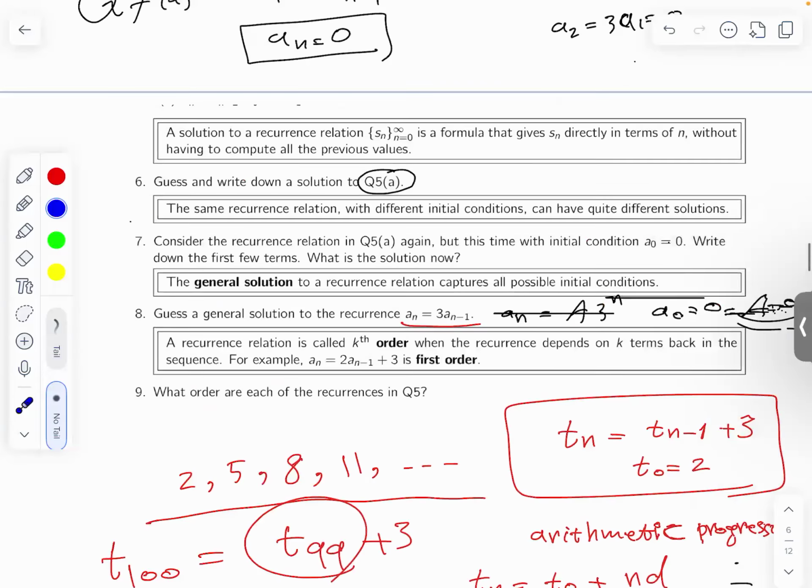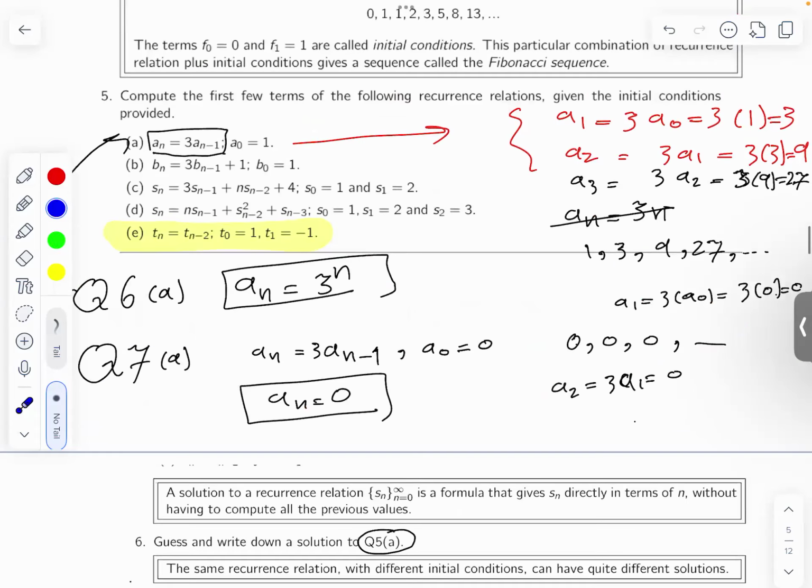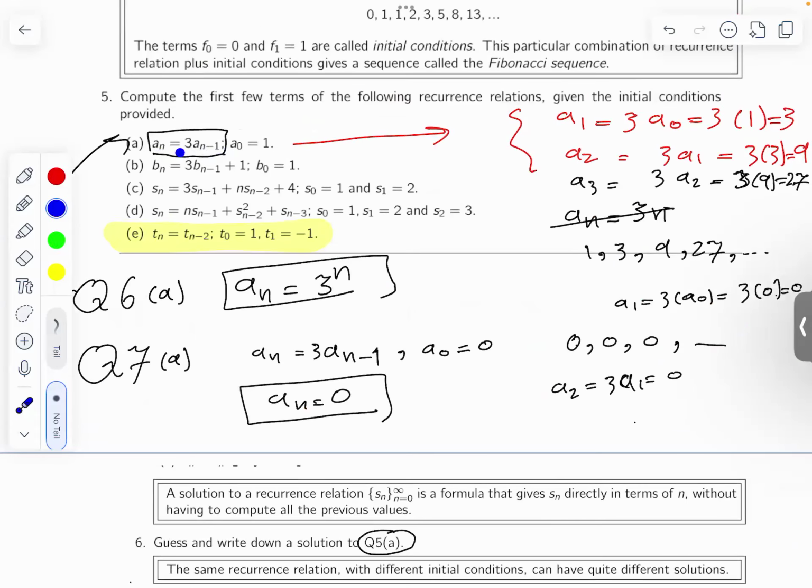Let's go back to question 5. Is it linear? Yes. Constant coefficient? Yes. Is it homogeneous? Yes, because there is no plus 5 plus n. It's just depending on a n minus 1. Is it linear? Yes. Is it homogeneous? No, plus 1. Is it linear? Yes, Sn minus 1, Sn minus 2. Is it constant coefficient? No, because of this n here. Is it homogeneous? No. Sn is this one, part D. Is it linear? No, because of this power 2 here.